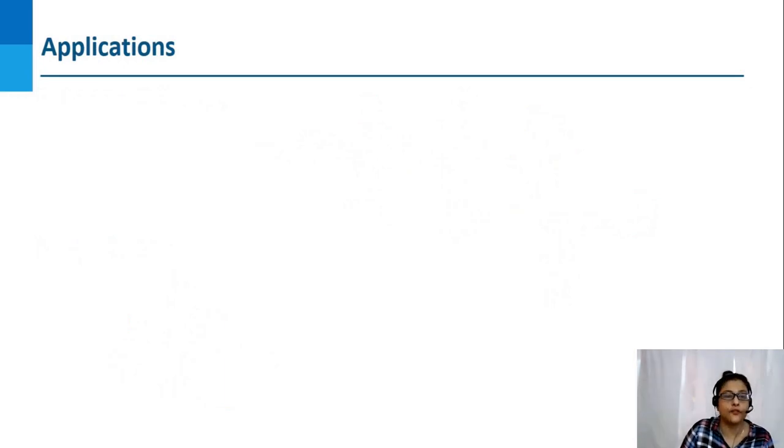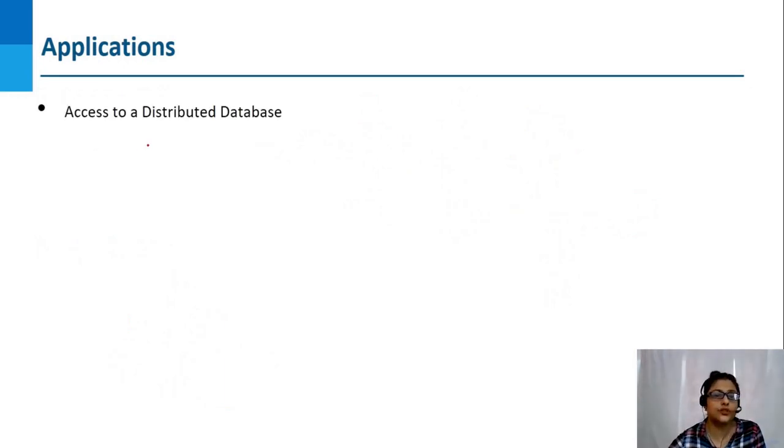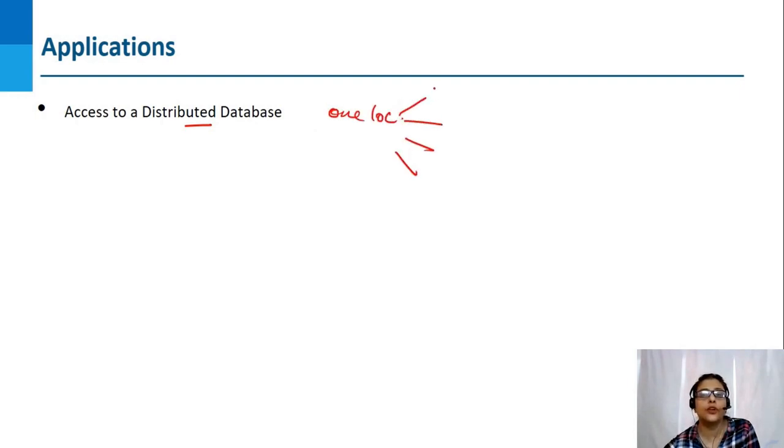There are various applications of multicasting, like access to a distributed database. Nowadays, database is distributed in nature, meaning that the entire database is not situated in one location. Rather it is situated in several locations, location 1, 2, 3 and 4, etc. So if it wants to get the entire database, the source will call for all the parts of the database from the distributed locations.